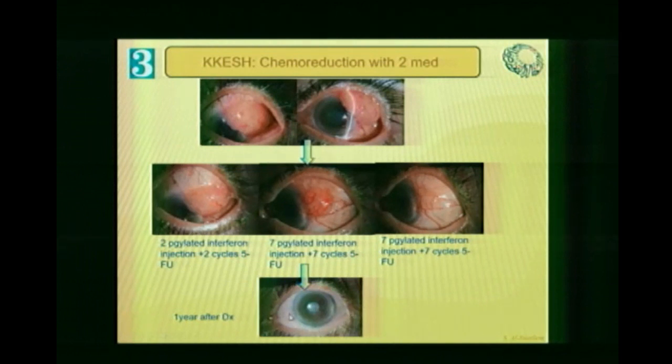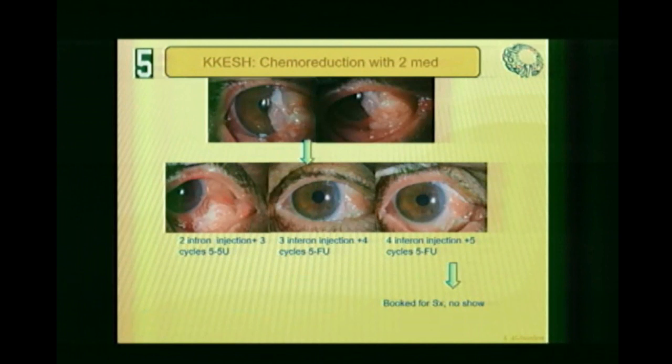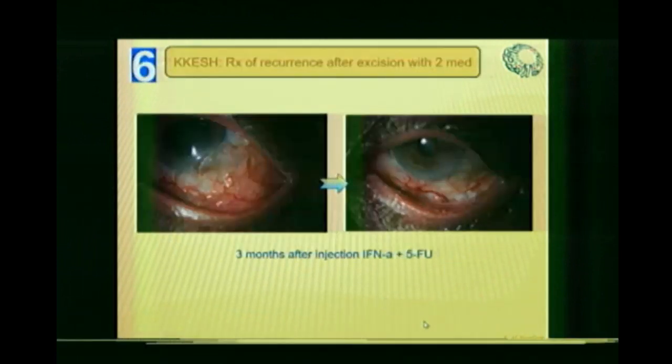As you can see, one would expect that if you use mitomycin, the eye after 1 year would be really angry looking. Here is another chemoreduction with 2 medications. Sometimes you need to do it for some of the patients. As I said, look at how extensive this is, and this is the appearance before and after 2, after 3, and after 5, and the patient was booked for surgery, but the patient so far did disappear.